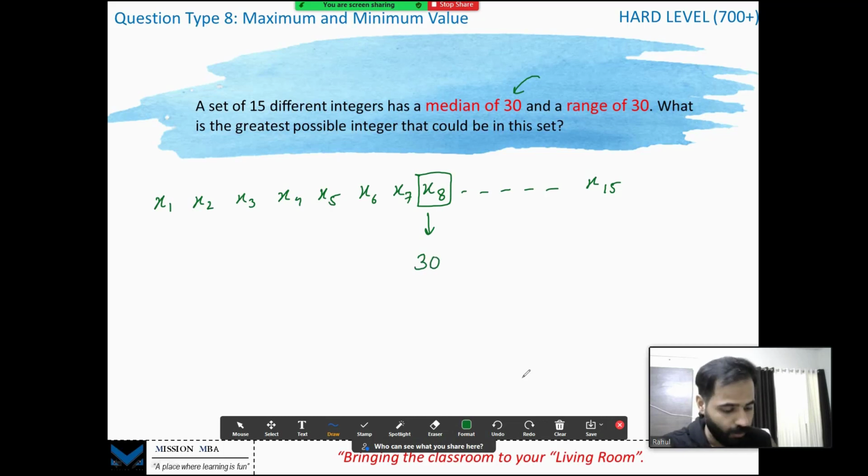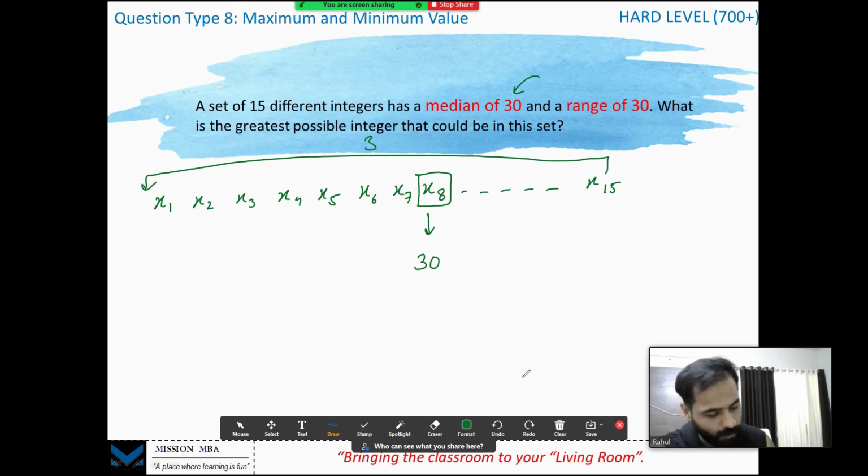Now the range is 30. That means this number minus this number is 30. The maximum difference x1 and x15 can have is 30. And I want to keep this number maximum.